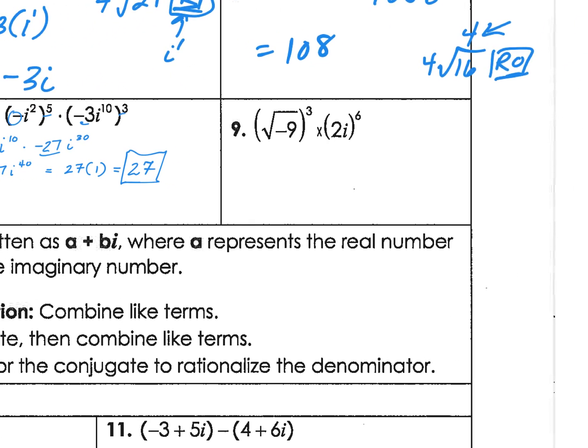Number 9. How do we deal with the square root? What do we have to change that to? Good. You change it to 3i, if you can. So this becomes 3i to the 3rd times what? Keep finishing it out. Give everybody a chance to. Yeah, that one I can't do in my head.